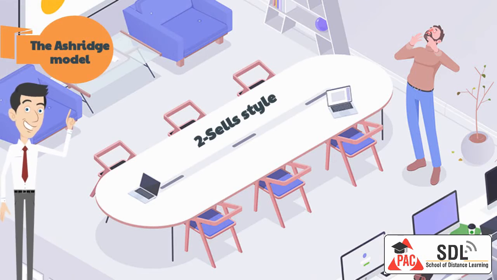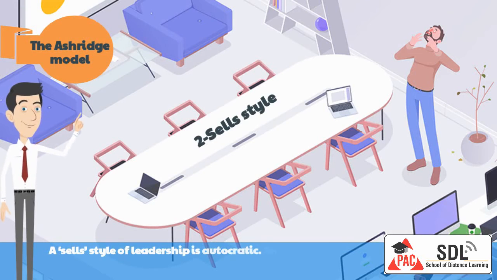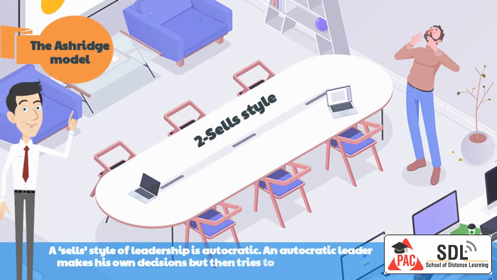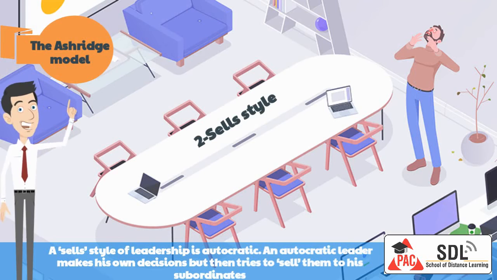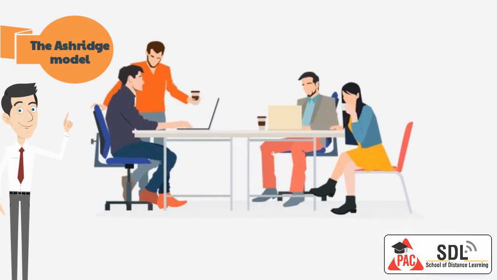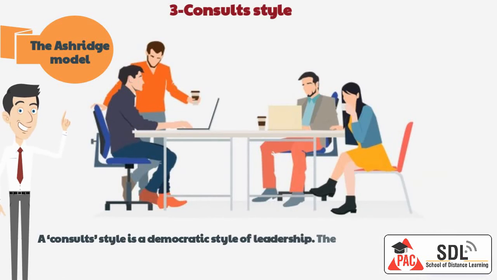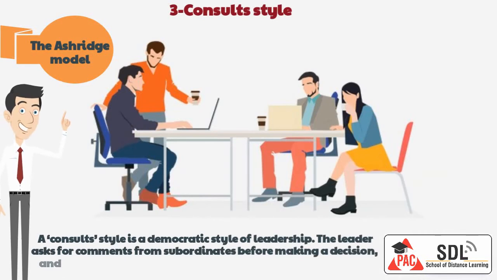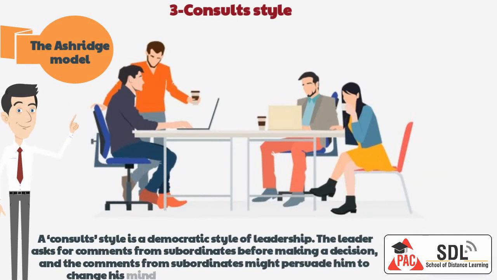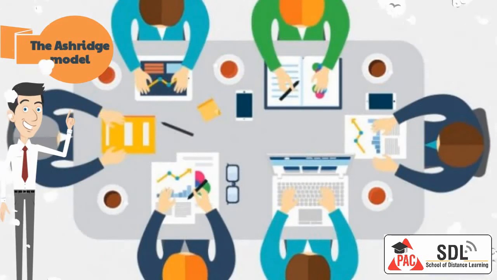Secondly, sells style. A sell style of leadership is autocratic. An autocratic leader makes his own decisions but then tries to sell them to his subordinates. Thirdly, consults style. A consults style is a democratic style of leadership. The leader asks for comments from subordinates before making a decision, and the comments from subordinates might persuade him to change his mind or alter his view about something.